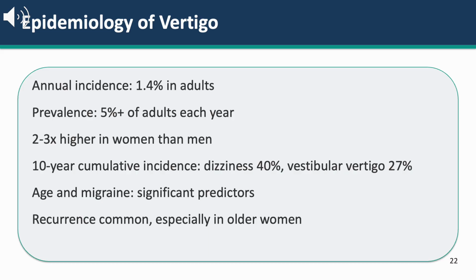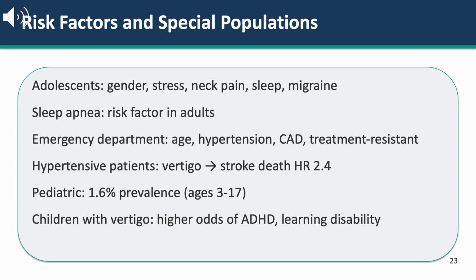Diagnostic patterns vary by specialty. Otolaryngology diagnoses are dominated by benign paroxysmal positional vertigo, psychogenic dizziness, and Meniere disease, whereas emergency room diagnoses are dominated by cardiac, neurologic, and other categories. Several risk factors for vertigo have been identified across different populations. In adolescents, gender, stress, muscular pain in the neck and shoulder region, sleep duration, and migraine were identified as independent risk factors, with a population attributable risk of 26%.